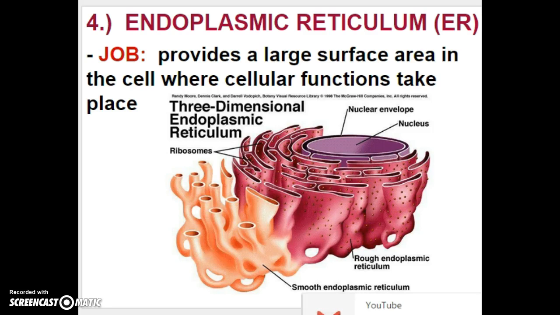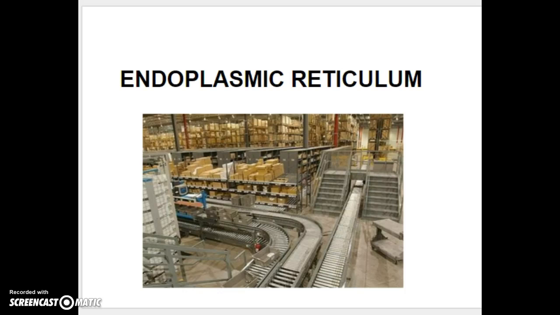The endoplasmic reticulum, funny name, but it kind of acts like a conveyor belt in the factory. It provides a surface area where we get lots of chemical reactions taking place. Different types of proteins and carbohydrates are made and shipped to different places in the cell or to other cells. So the endoplasmic reticulum is like a conveyor belt in the factory.